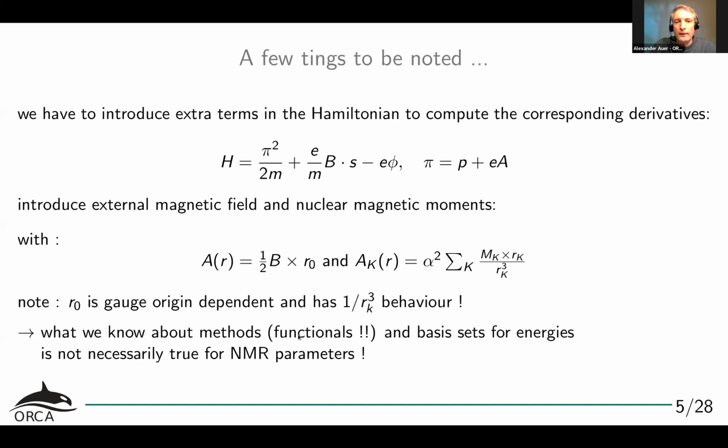So these operators that we're including in the Hamiltonian might have different behavior for the use of functional, the use of basis sets and parameters that you choose. You have to be aware of this.